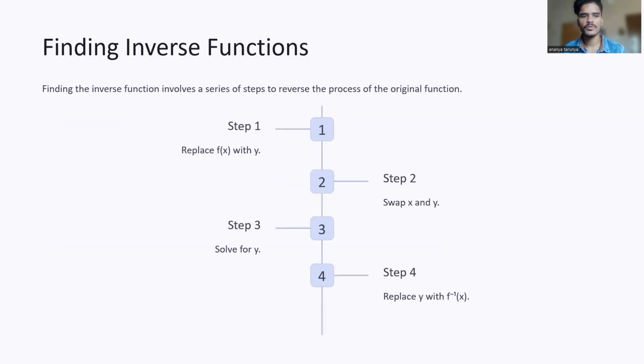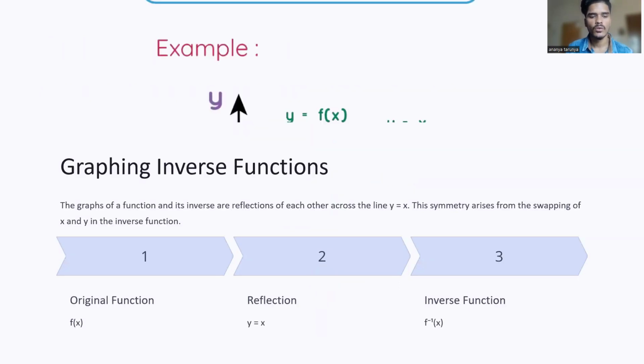How to find the inverse function? Finding the inverse function involves a series of steps to reverse the process of the original function. In step 1, replace f of x with y. In step 2, swap x and y. In step 3, solve for y. In step 4, replace y with f inverse of x. So let's understand with an example.